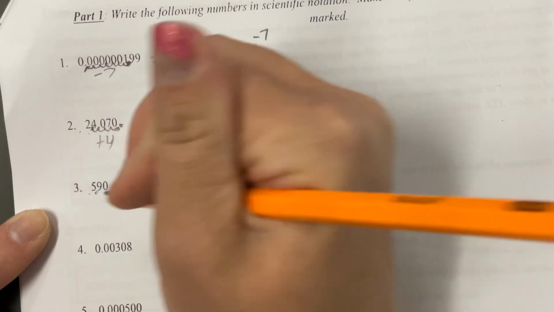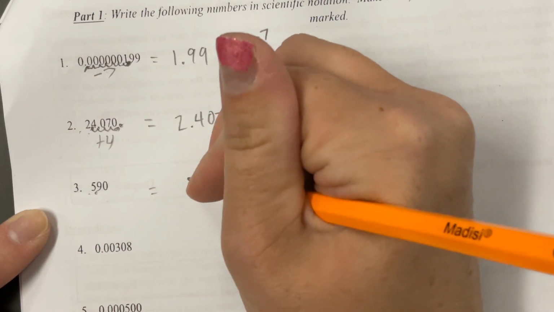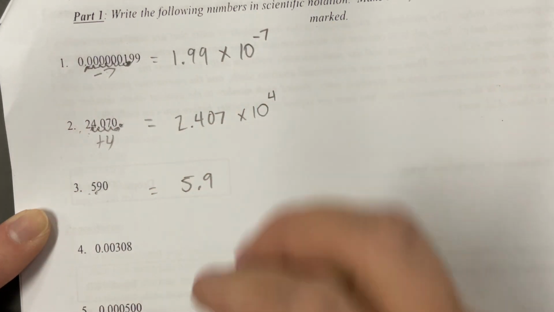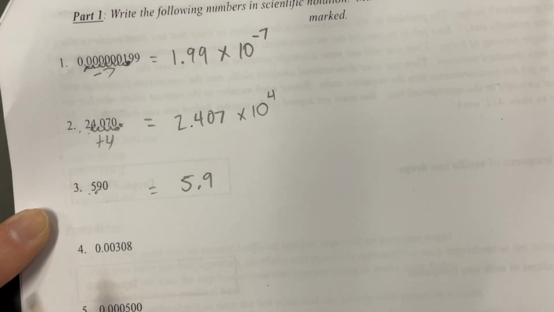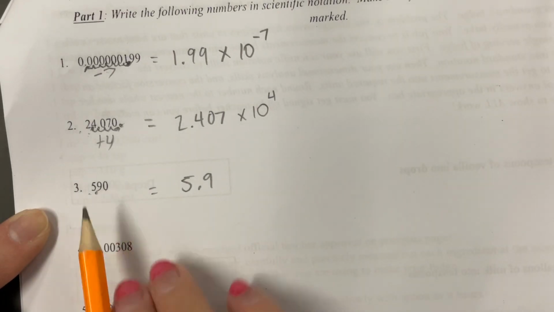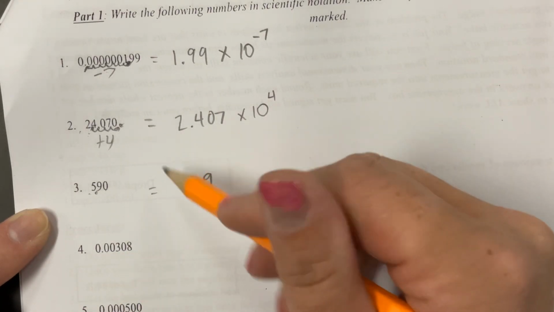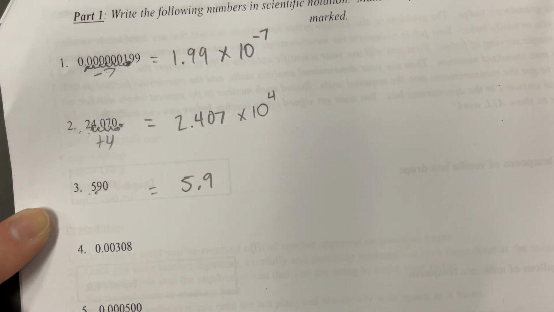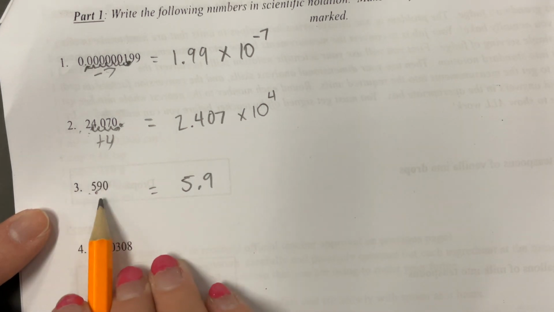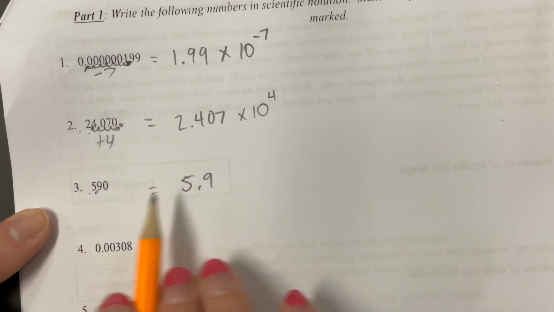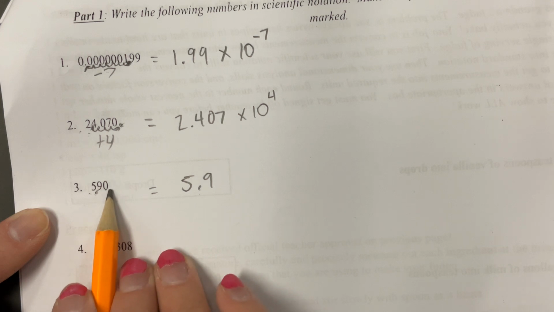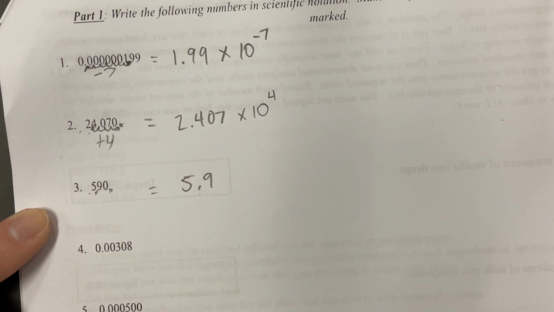I'm going to temporarily put it between the 5 and the 9. And I'm dropping that 0 off now because 5.9 and 5.90 are the same thing. I don't need to keep the 0 anymore because it was just a placeholder when we were dealing with standard notation. So I put the decimal point here, but the original number's decimal place was right after the 0.